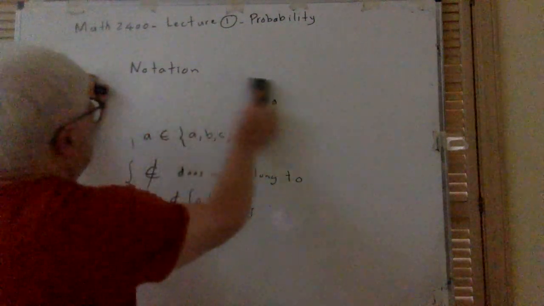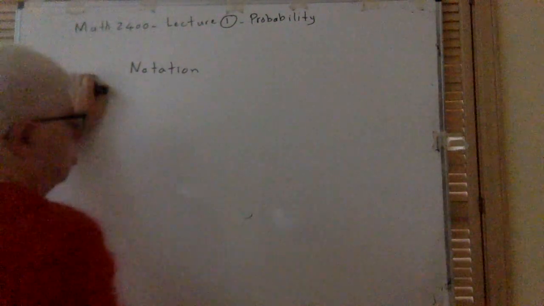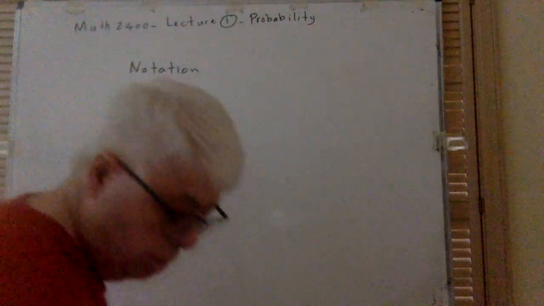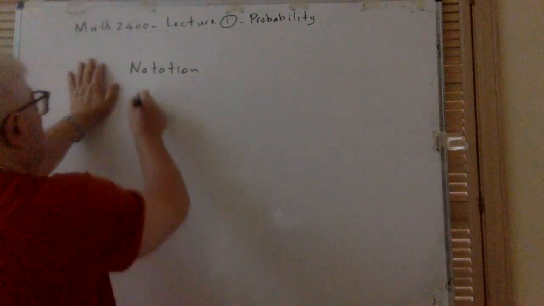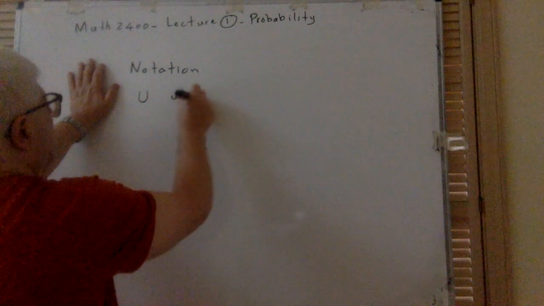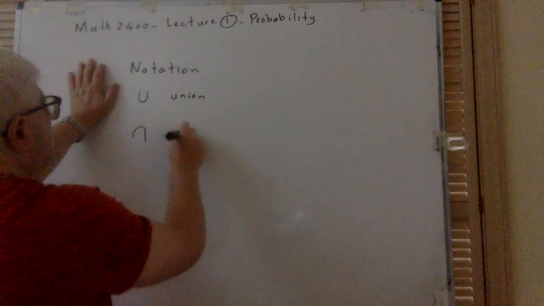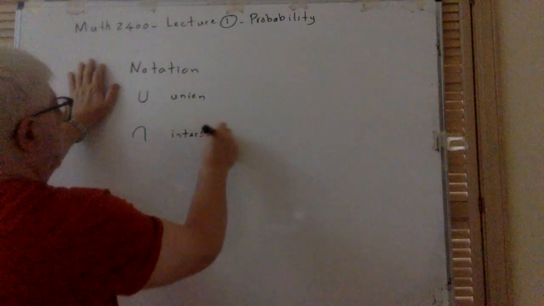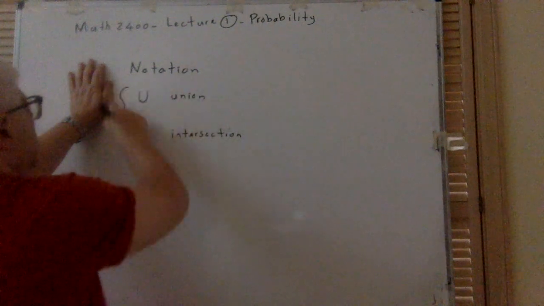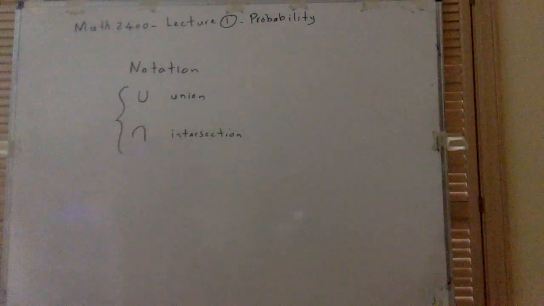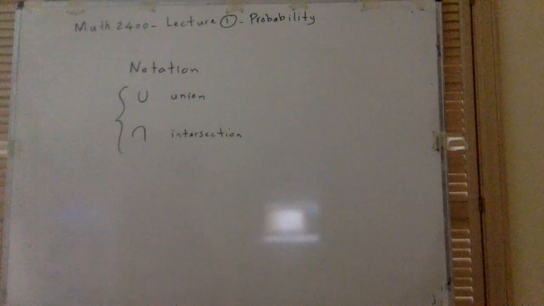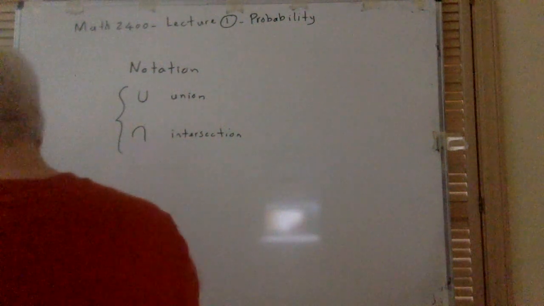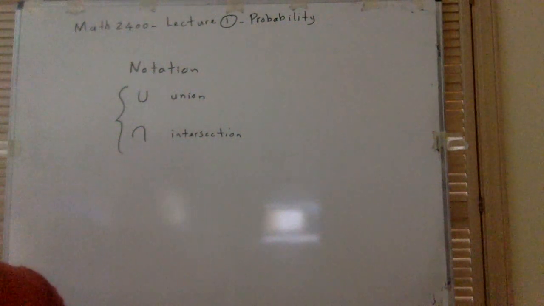Another notation I used was the union notation. So this is union, and this is intersection. If I use any other notations, or any concept, at some point, I will discuss it. Okay.